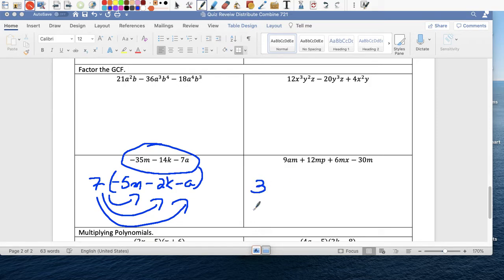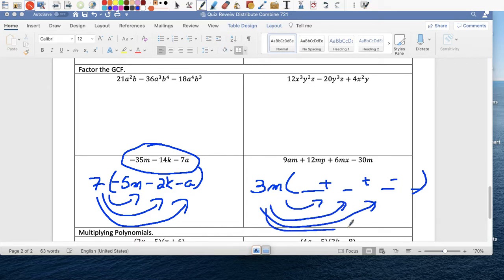9, 12, 6, and 30. 3 would be the greatest common factor. Do they share m's? Yeah, and that's the only variable that they share. So 4 terms here, right? So how do we get these? So 9am. 9 divided by 3 is 3. M we already have, so we need an a here. So it's 3m times 3a to give you 9am.